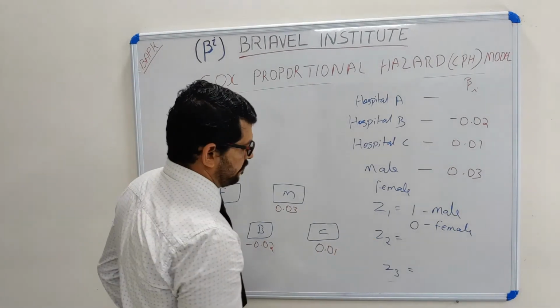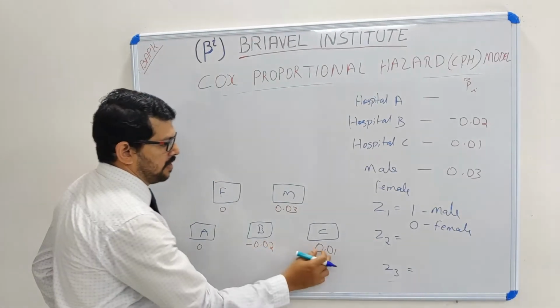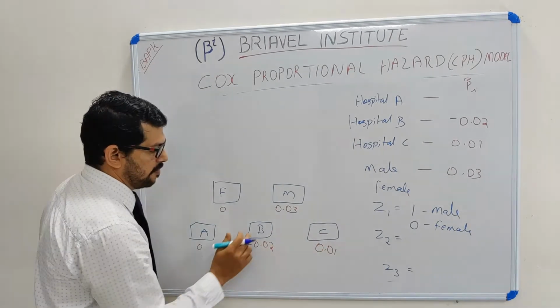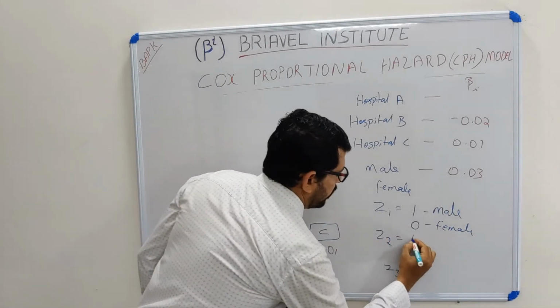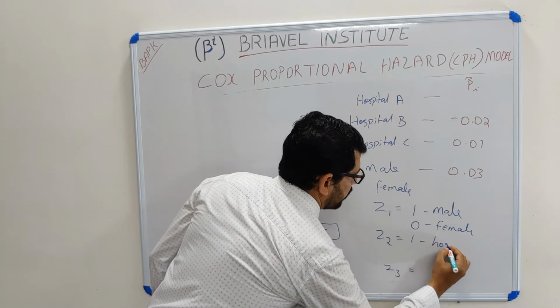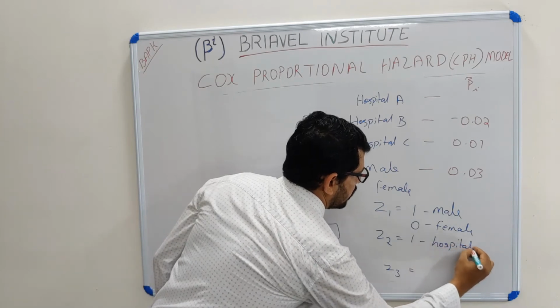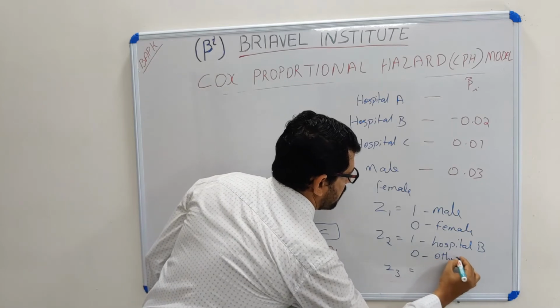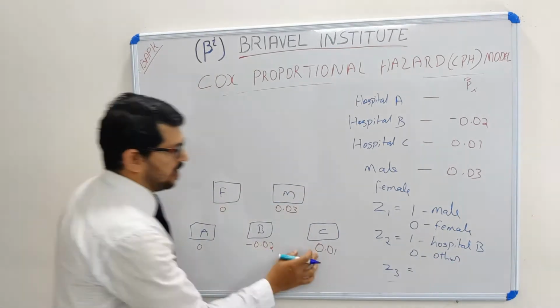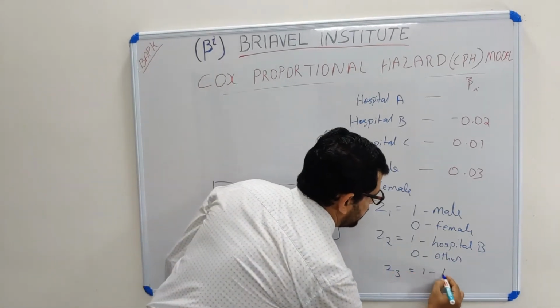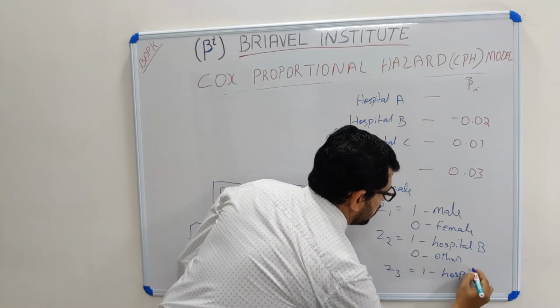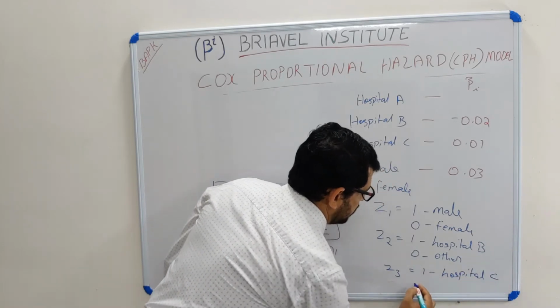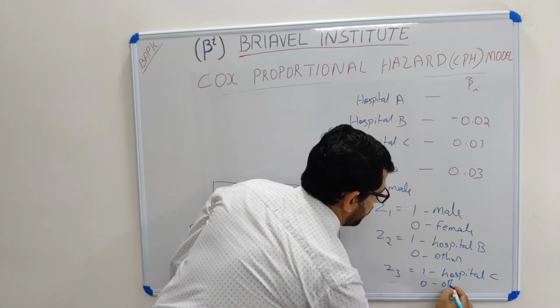So I taken Z2 and Z3. Wherever a regression parameter is there, we have to give that value only. So 1 for hospital B, 0 for others. Here Z3: 1 for hospital C, 0 for others.